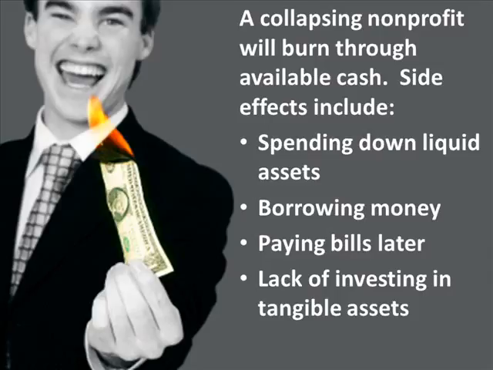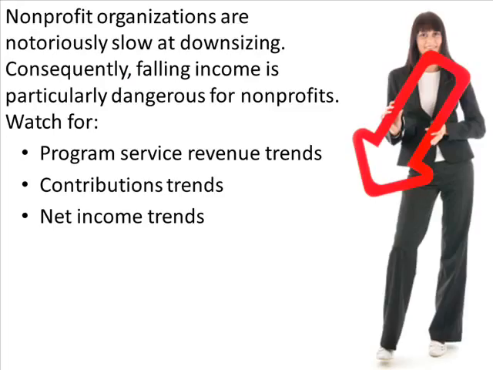A collapsing nonprofit will burn through available cash. Side effects of this will include spending down liquid assets, borrowing money, paying bills later, and a lack of investment in tangible assets. Nonprofit organizations are notoriously slow at downsizing. Consequently, falling income is particularly dangerous for nonprofits. Watch for program service revenue trends, contribution trends, and net income trends.